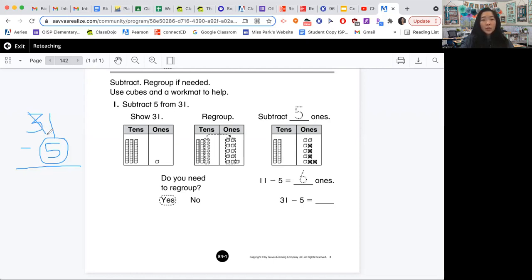So we're going to go next door. We're going to take away one of those 10s, and now we only have 2 10s left. And then we're going to bring them over. So this is what I mean by regrouping.